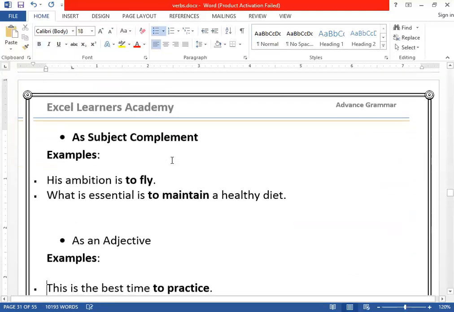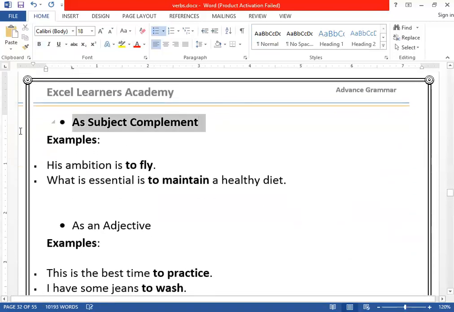All right. Next. Infinitive can be used as subject complement. It is used after linking verbs, that is, after be verbs, and it completes the subject.